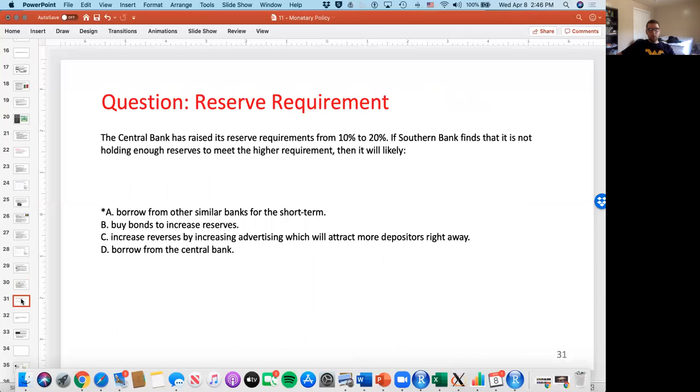Let's see, it's a good question here. The central bank has raised its reserve requirements from 10 to 20, right? Reserve requirements increase, and the Southern Bank finds that it's not holding enough reserves to meet the higher requirement. Then what is most likely to happen? What they can do is borrow money from other banks, right? So it's just going to impact the federal funds rate. Simple as that.